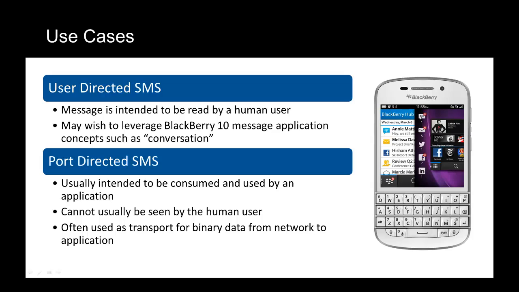On the other hand, port-directed SMS is intended to be used by applications which wish to consume SMS messages. And this is where what we really want to do is use SMS as a transport for sending data, often binary data, either from the network to an application on the device or even from application to application. And port-directed SMS messages are rarely seen by the human user. They get absorbed behind the scenes by an application.